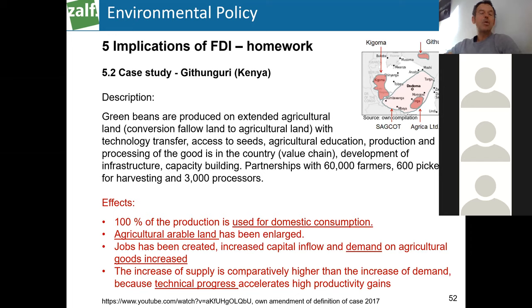The effect will be that 100% of the production is used for domestic consumption. Agricultural arable land has been enlarged. Jobs have been created. Capital flow increased and demand for agricultural goods increased. And the increase of supply is comparatively higher than the increase of demand because of technical progress. You also have a technical progress, which we meant as a shift of the supply curve with a changing slope. Okay, these are the two constellations, and please we pick this up again.